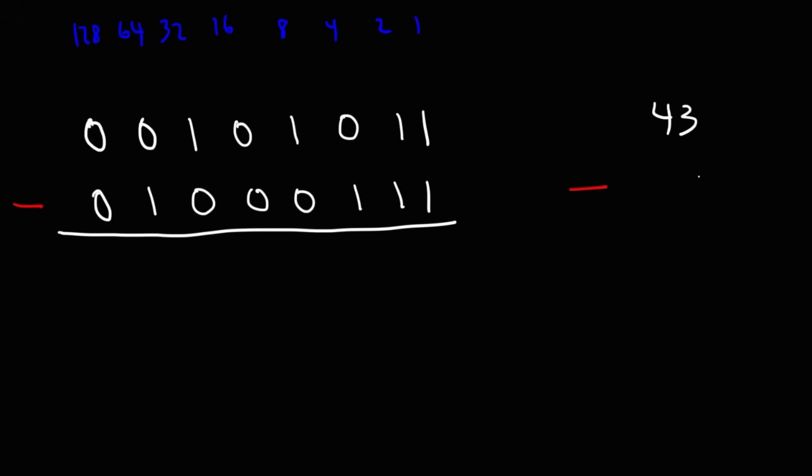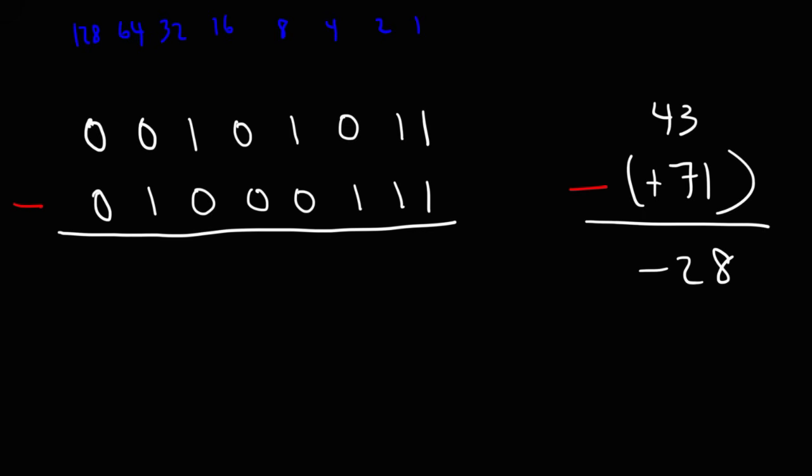Notice that the second number is larger than the first. Now this is positive 71. As we can see, the last number is 0. And this is positive 43. So when we subtract these two numbers, we're going to get a negative result. 43 minus 71, that's going to be negative 28.